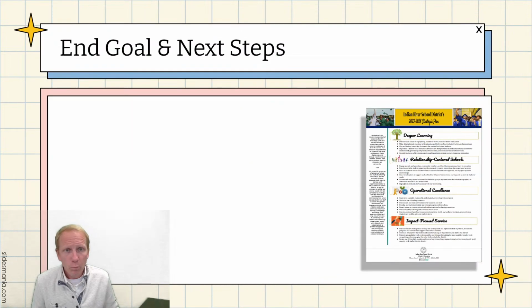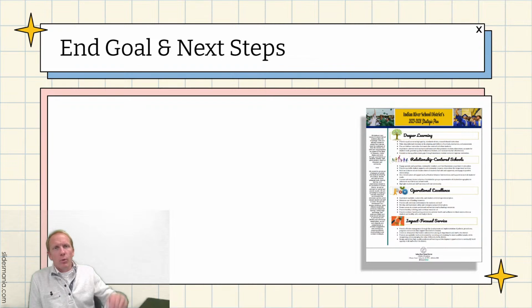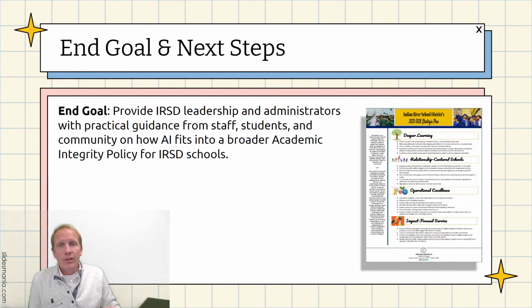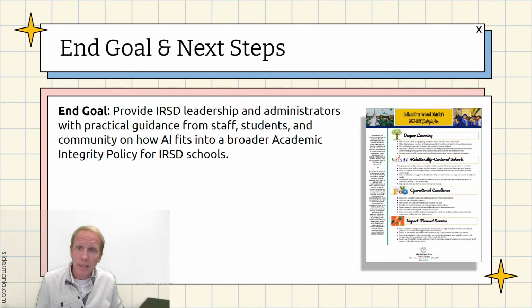So our end goal within the Indian River School District, again, keeping that strategic plan document in the forefront of our mind, is to provide Indian River School District leadership and administrators with practical guidance from staff, students, and the community on how artificial intelligence fits into a broader academic integrity policy for the schools.